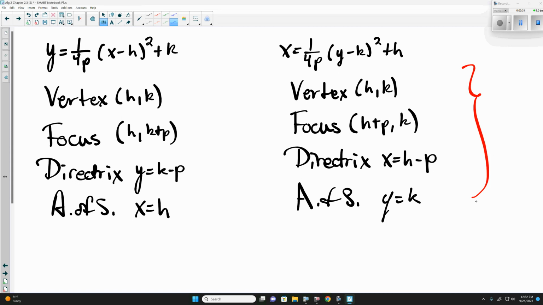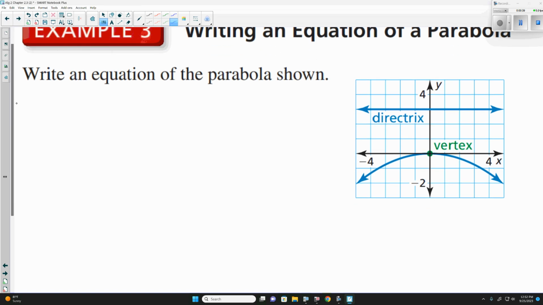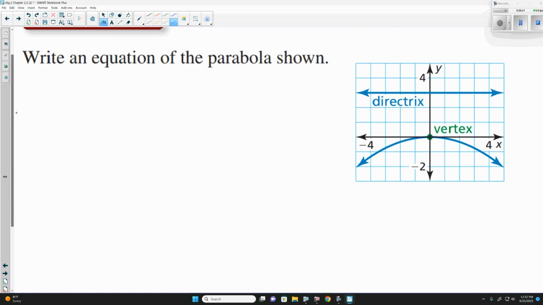And to do that, we need to find the values of h, k, and p, as well as which one of the two equations it is. Now, when we look at the first one here, we want to write the equation of the parabola. They tell us the vertex is this point here, which is the point (0, 0). And the directrix is given to us as an equation, y equals 3.